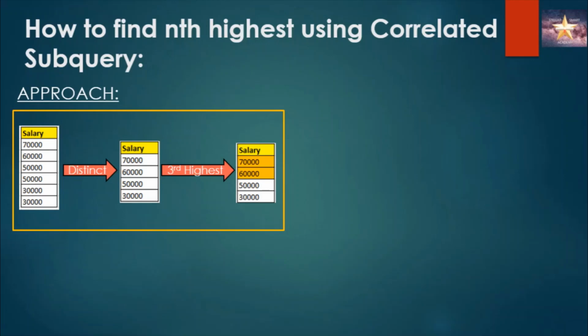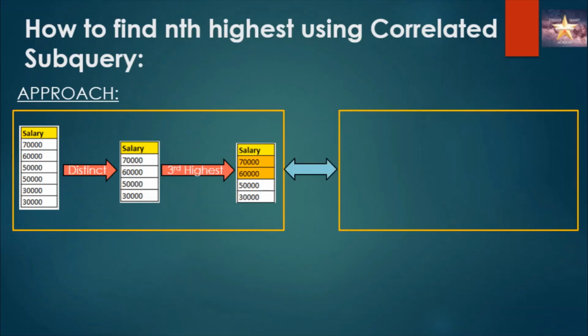That is 70,000 and 60,000, those two salaries which are always going to be greater than 50,000, that is the third highest salary. On the same lines, if we talk about the fourth highest salary, we can confidently say that there are going to be 4 minus 1, that is 3 salaries that are always going to be greater than the fourth highest salary itself.